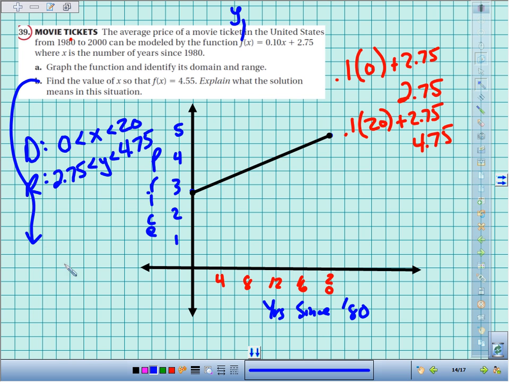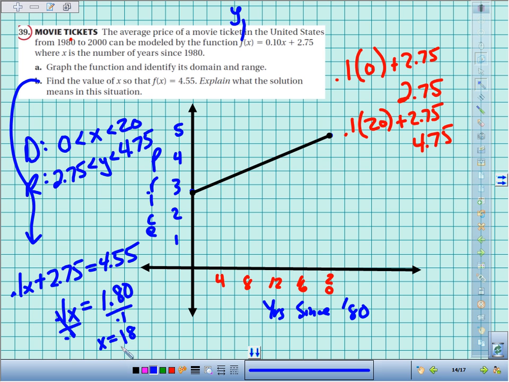Part B says, find the value of x so that the function kicks out $4.55. When will 0.1x plus 2.75 equal 4.55? We want the x value that we plug in that will kick out 4.55, and what does that solution mean? If we subtract 2.75 from both sides, we end up getting 0.1x equals, oh boy, what's 4.55 minus 2.75? That'd be 4.55 minus 0.05 would be 4.50, now take off the 70 cents, you're looking at $1.80. Now if you divide by 0.1 on both sides, we end up getting x equals 1.8 divided by 0.1 is 18.